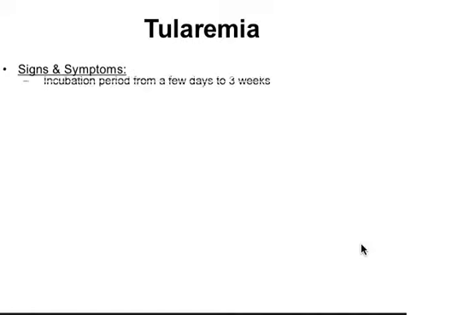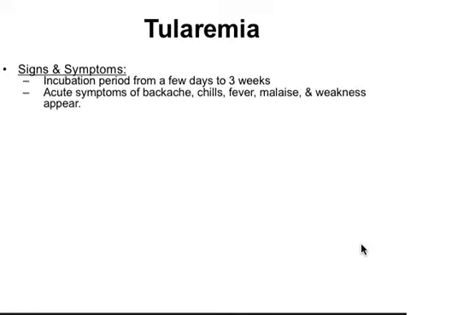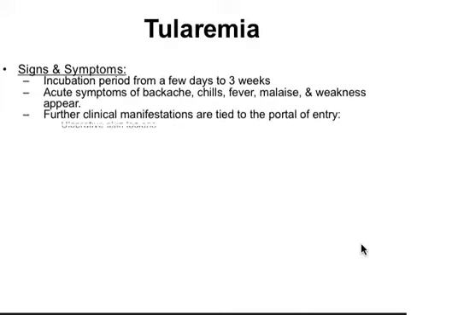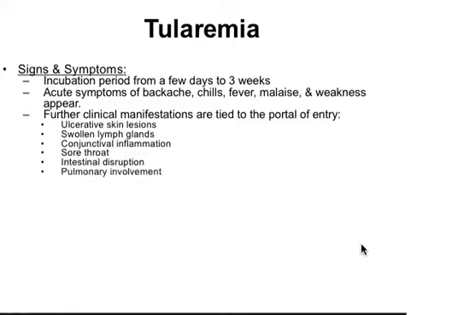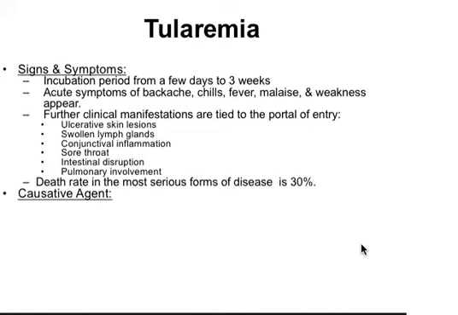Signs and symptoms of tularemia: it has an incubation period of a few days to 3 weeks. We see backache, chills, fever, malaise, weakness. We also see ulcerative skin lesions, swollen lymph glands, conjunctival inflammation, sore throat, GI disruption, and pulmonary involvement. Death rates are up to 30%.